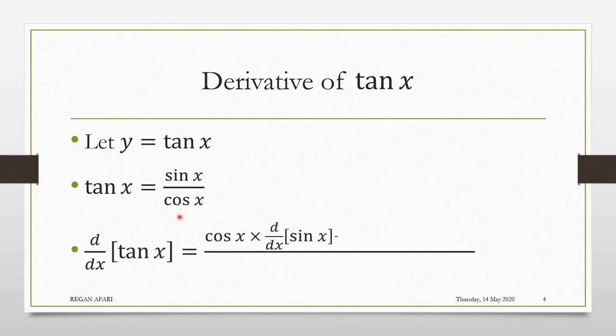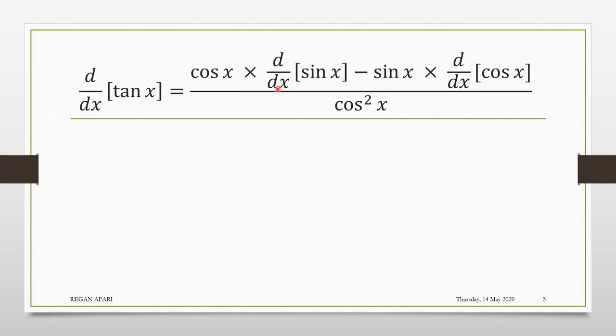When we differentiate tangent, we keep the cosine, then differentiate the sine, minus. Now we keep sine and then differentiate cos, all over cosine squared. This is what we call the quotient rule, and that is what we have applied here. Now let's actually differentiate sine x and cos x and simplify to see what we will get. I've repeated it here, so let's clean it up.